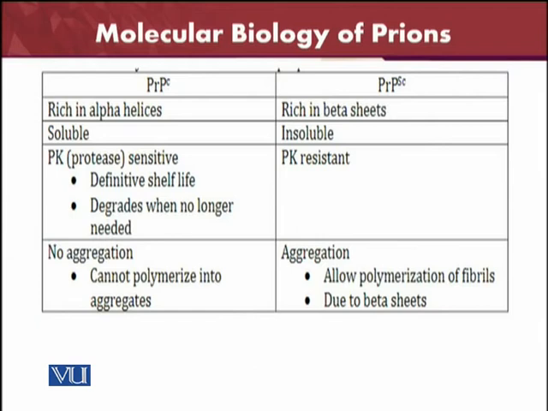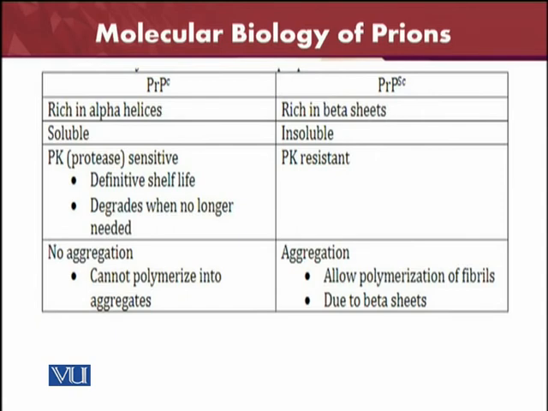The cellular form is of course soluble. However, the abnormal scrapie form will not be soluble. The PrPC is protease, PK, sensitive, while the scrapie form is resistant. The PK sensitive form has a definite shelf life and degrades when no longer needed. In the normal isoform, the PK protease sensitive form is always present for its definite shelf life, and degrades when it is not needed in the body. However, the PrP scrapie form is PK resistant.